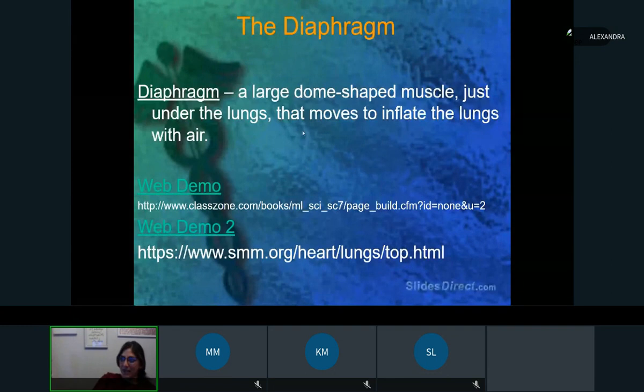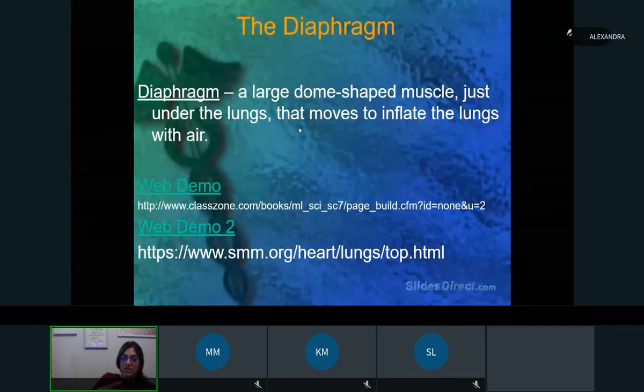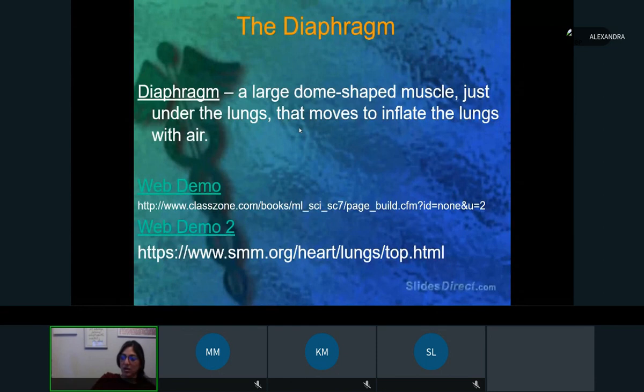So the diaphragm is this dome-shaped muscle that's just under the lungs and that moves to inflate the lungs with air. So a lot of it has to do with when we breathe in. If you're a singer, they're going to tell you to breathe into your diaphragm. And really what that's doing is you're filling your lungs and the alveoli with so much air, it's pushing down on that diaphragm. And that diaphragm is actually a muscle. So if it contracts, when you let it go, it's also going to release more carbon dioxide.